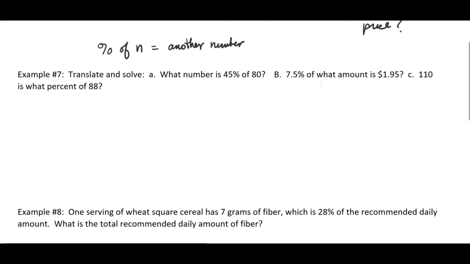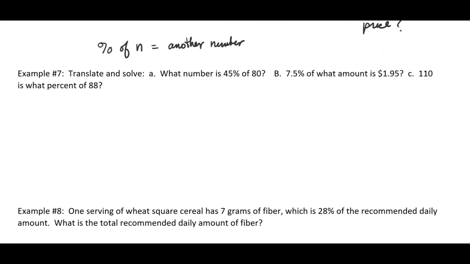Okay, so example 7, translate and solve. So part A, what number, okay, I'll just use n, you could use x or whatever, what number is 45%? Now, let me write this out. The "is" was the equal sign. 45% of 80. Okay, so this is like the first time we were talking about.